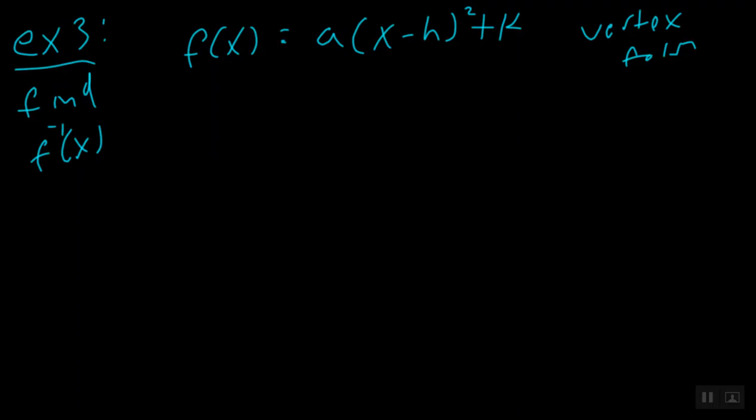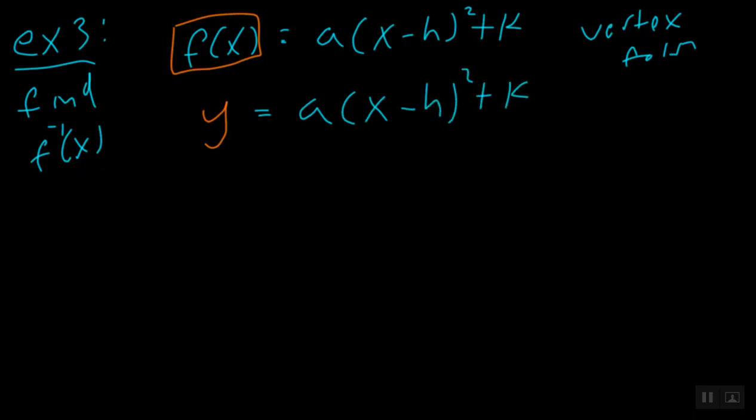Well, we know the first thing we want to do is go ahead and switch f of x into y. So I say, okay, well, y is equal to a parentheses x minus h squared plus k. What's the next thing I would like to do? Well, of course, I want to switch my x and my y. Oh, I'm so sorry. Look, I didn't even flip my x and my y. Okay, there we go.